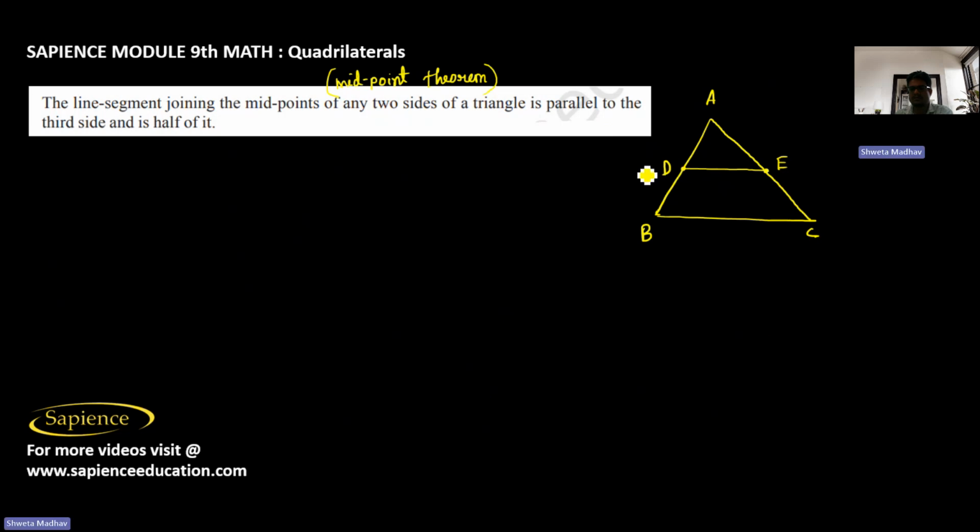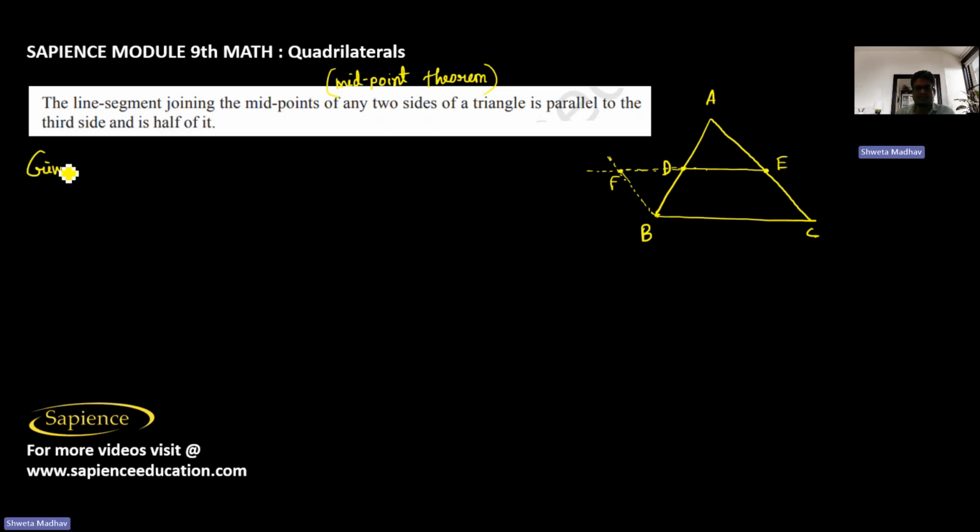So here what we can do, we can extend ED, and through B we can draw one line which is parallel to CA. They will intersect at F, suppose. So then we have to show that DE is equal to half of BC and DE is parallel to BC.